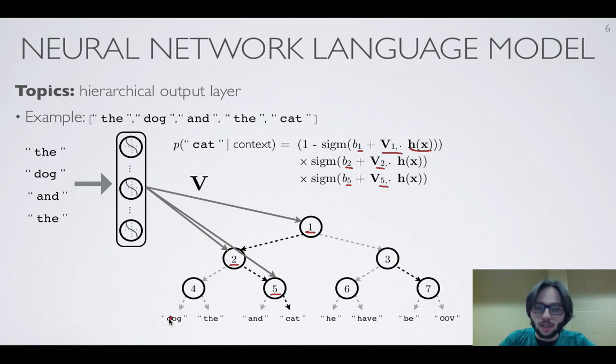And that's because I'm using a balanced tree where the depth of the tree is in the order of the logarithm of the number of words in the vocabulary. Okay, so that's the general idea for the hierarchical output layer that is very useful in a neural network language model.